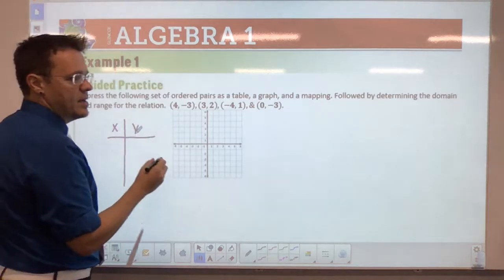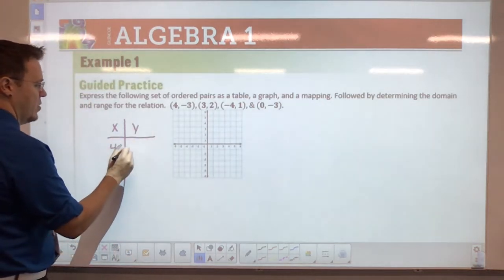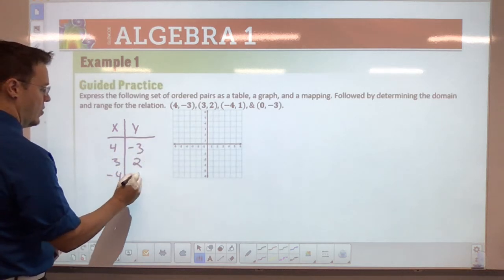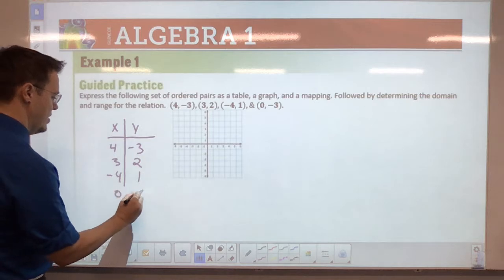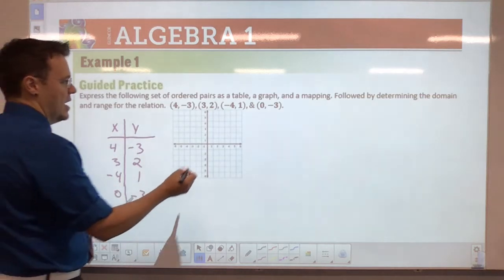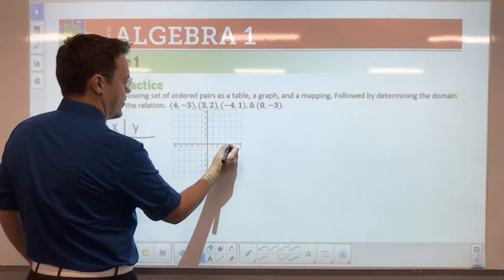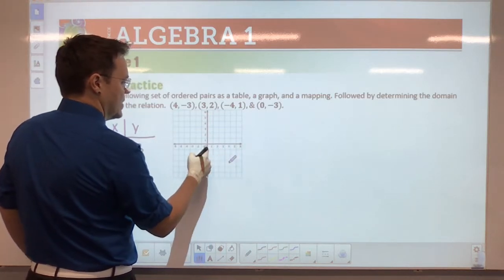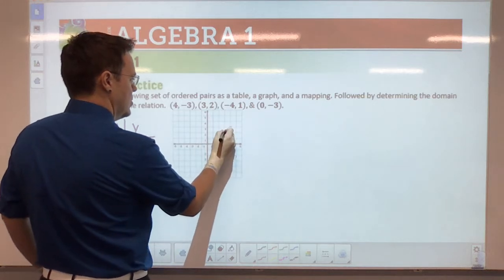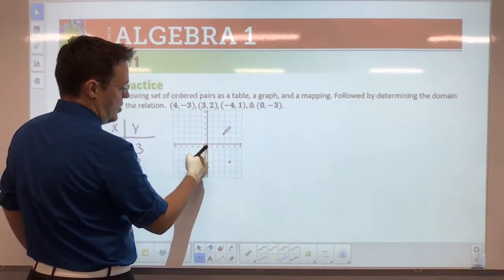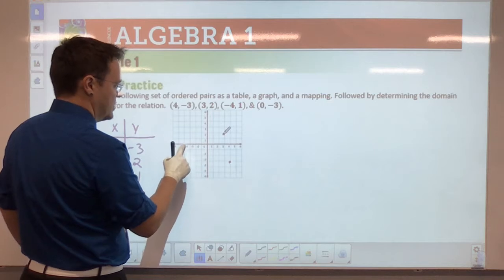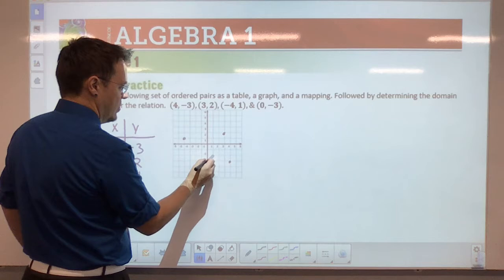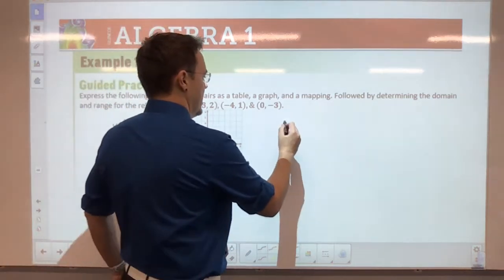We'll see about that. So your ordered pairs would be 4, -3, 3 and 2, -4, 1, and 0, -3, just like that, okay? Now you're graphing it out, same thing, over 4, down -3, over 3, up 2, -4, so you go -4, 1, oops, 1 up, and then 0, -3, 1, 2, right there. All right, there are your 4 spots. Domain and range setup.